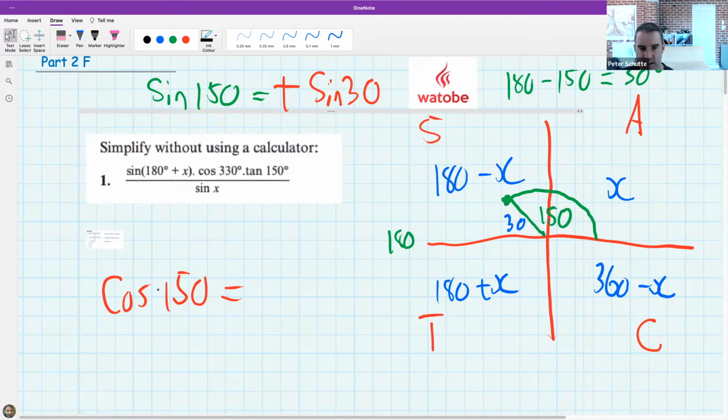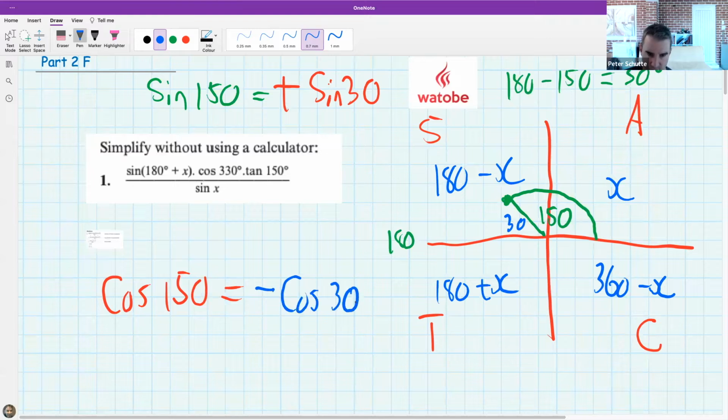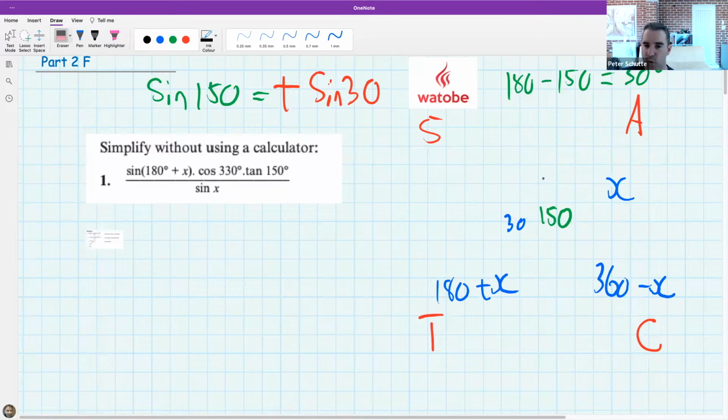Okay, Hariva, you're on the money. 150 is in quadrant 2, and cos is negative in this quadrant because the only thing that's positive is the S. So we say negative cos 30. And so that's the reduction of the cos of 150. Absolutely. Okay, so that was my little warm-up just to get you in the mood for the reduction formula.